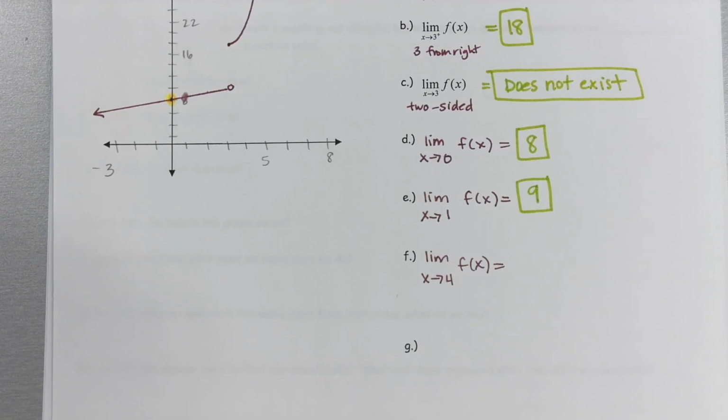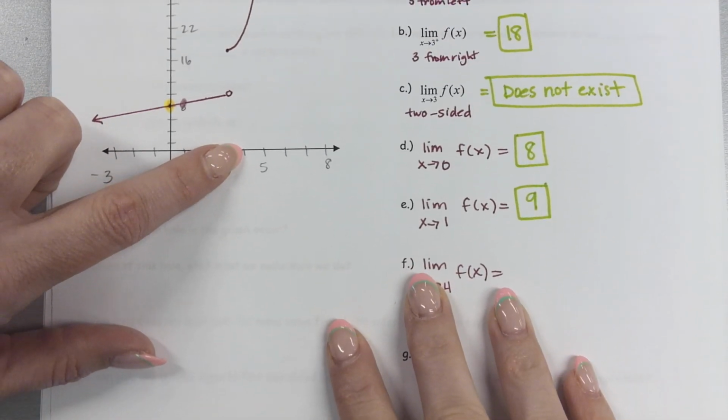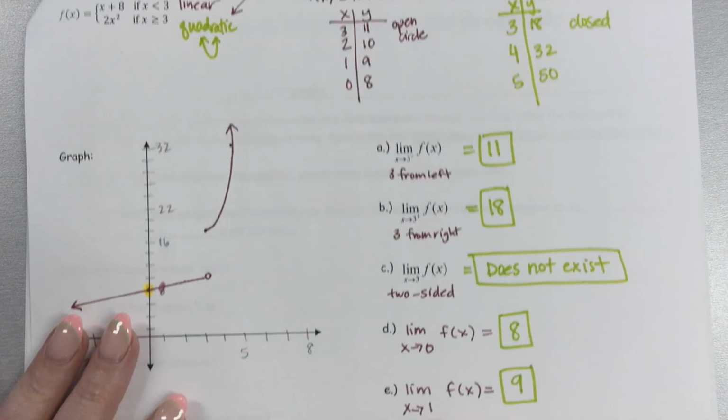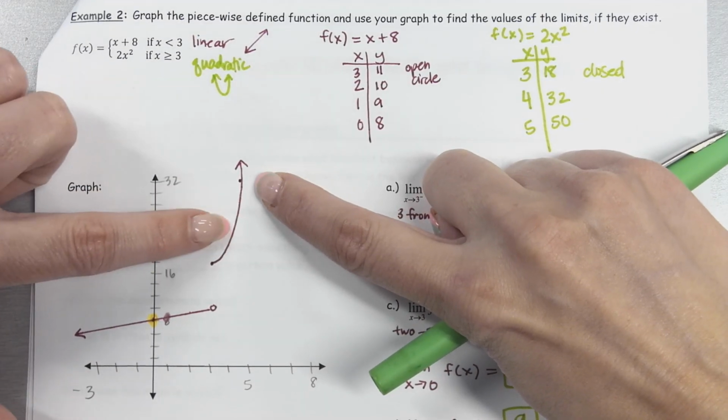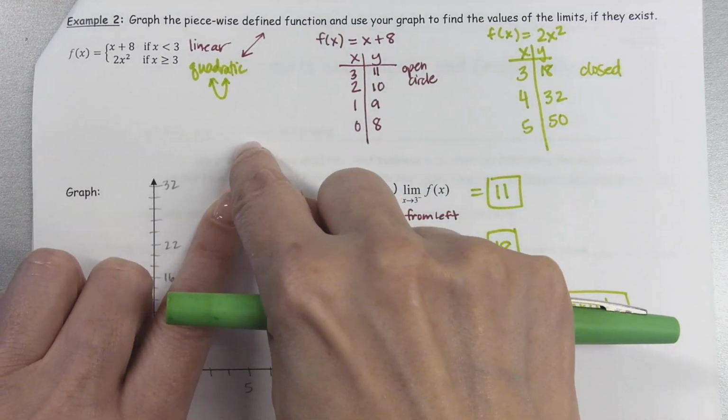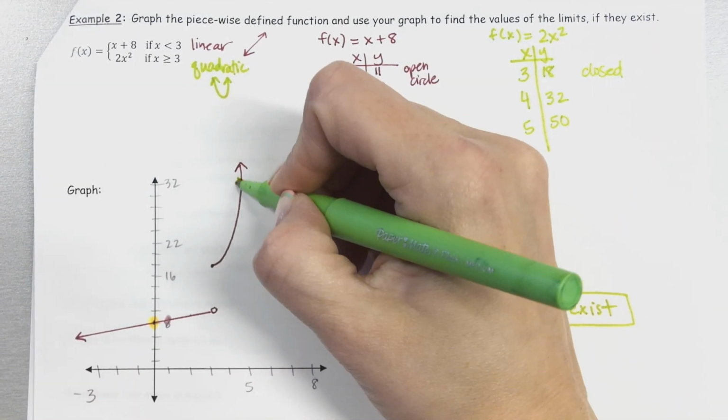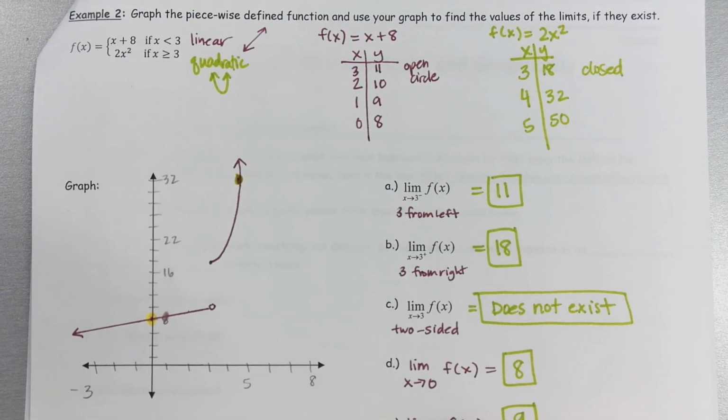All right, and then I want you to try the next one. So the limit as x goes to 4. Okay, so at 4, if I go here, we did do 4 on our table here. So from this side, it's getting closer and closer to 32. From this side, it's getting closer and closer to 32. So, yep, this is 32.